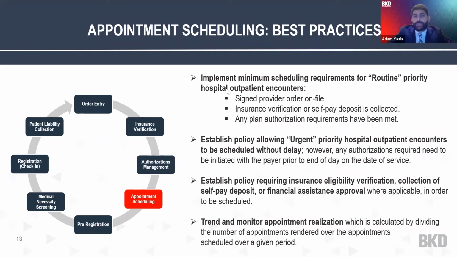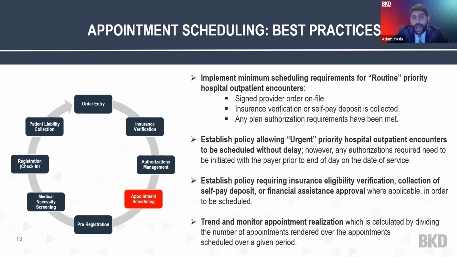So appointment scheduling best practices: we want to always implement minimum scheduling requirements for those routine priority hospital encounters. And three key elements: there is going to be a signed provider order on file, insurance verification or a self-pay deposit collected, and any plan authorization requirements having been met. So that's for your routine priority. Every time we want to have that pause and go through this algorithmically, thinking about, do we have all the items that we need to financially clear this case or this procedure or this image?